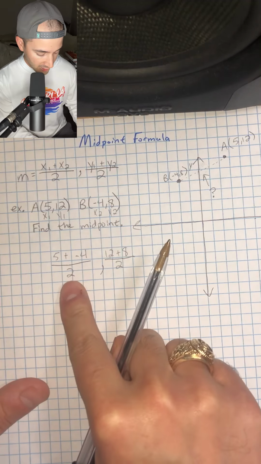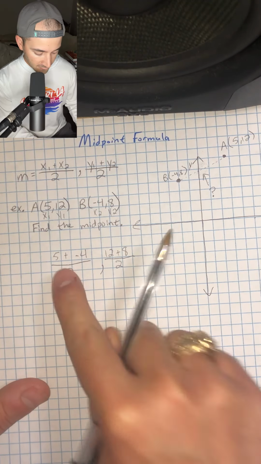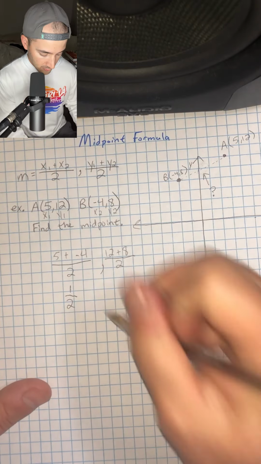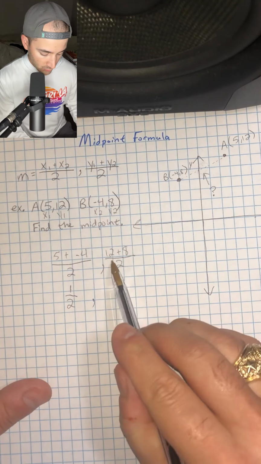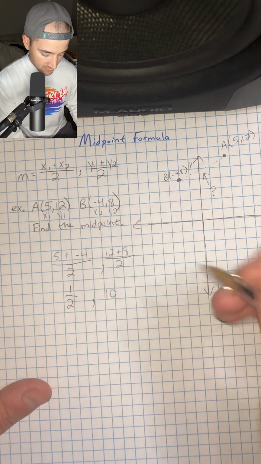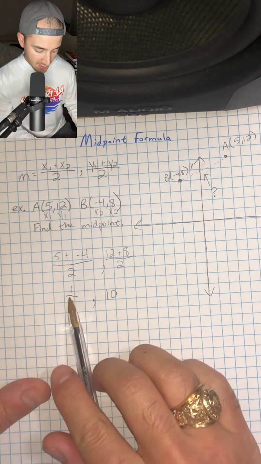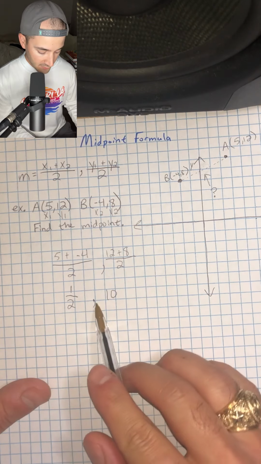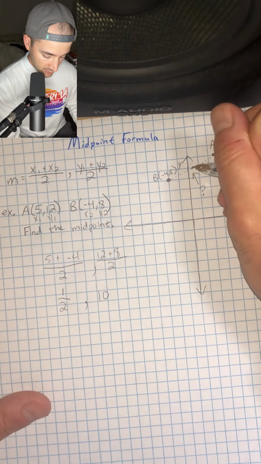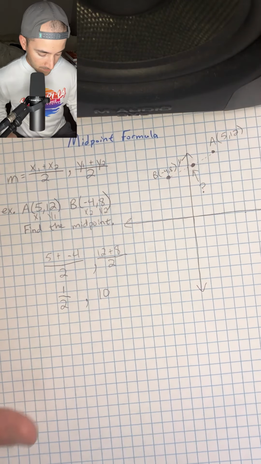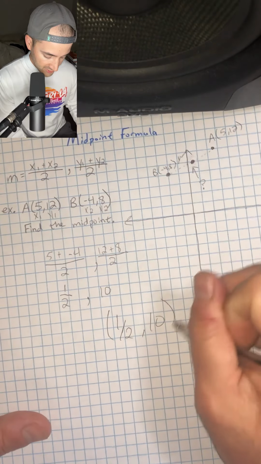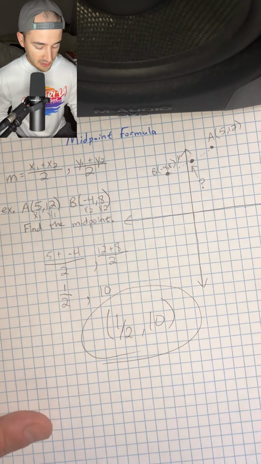Okay, so for our x value, we have 5 plus negative 4, which is positive 1. And then we're still dividing by 2. And then comma. 12 plus 8 is 20, divided by 2 is 10, okay? So we have 1/2 as our x value, or 0.5, and we have 10 as our y value, and so that would be somewhere around right there. And so we're just going to say our answer is (1/2, 10), and that would be our midpoint.